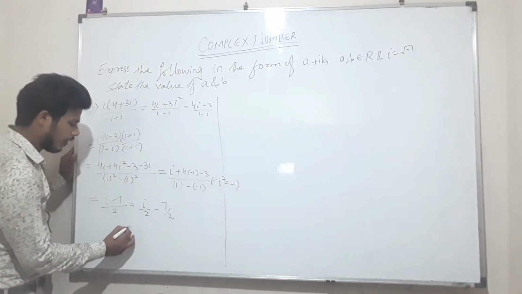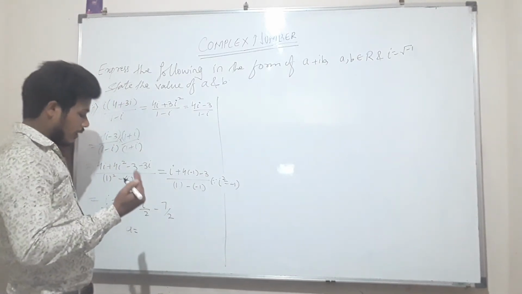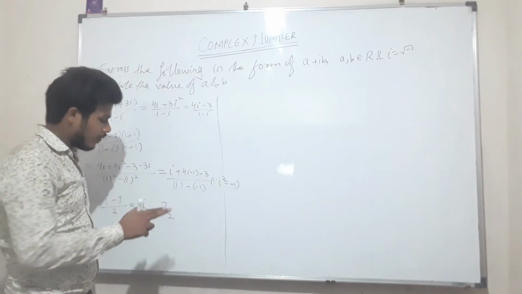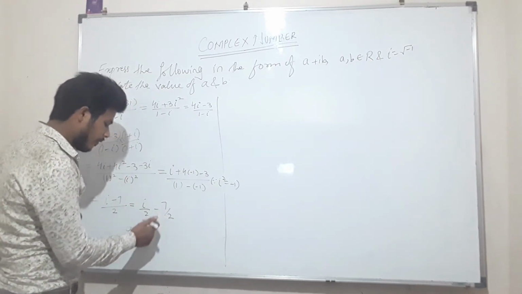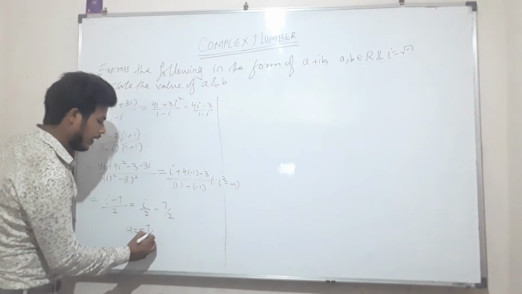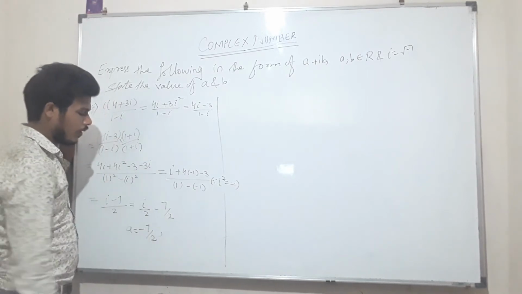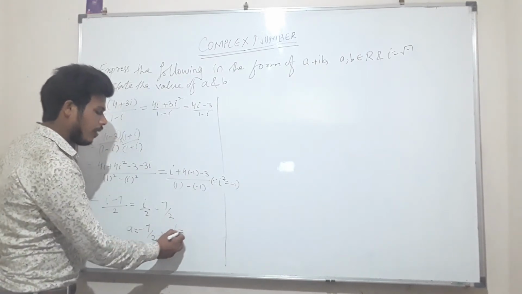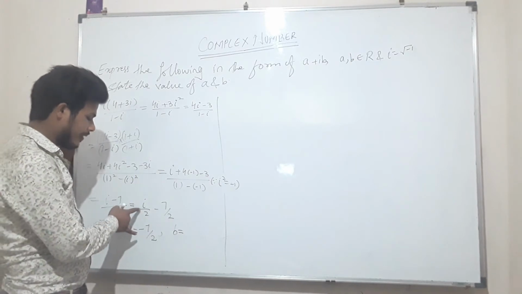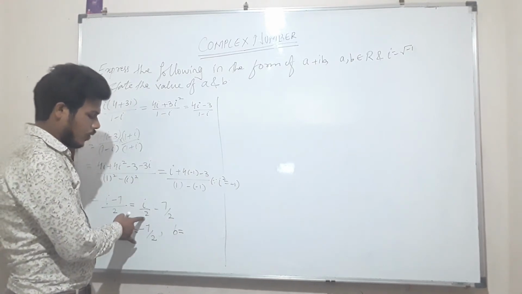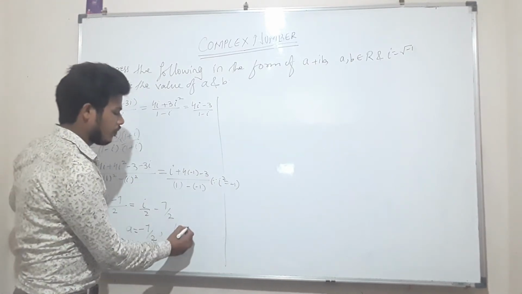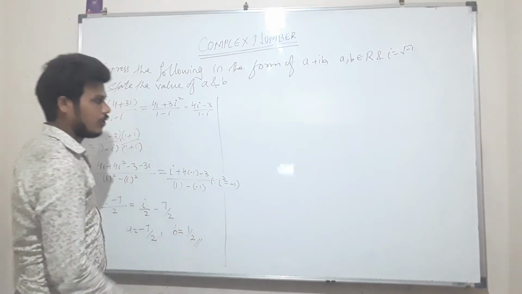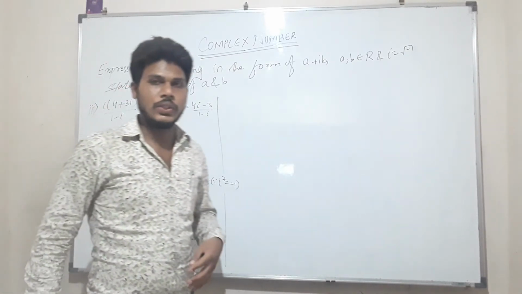Therefore the value of a, where a is nothing but the real part. What is the real part here? Minus 7 upon 2. So the value of a is minus 7 upon 2. And b is the imaginary part. What is the imaginary part? The imaginary part is i upon 2. So the value of b will be 1 upon 2. So we can solve.